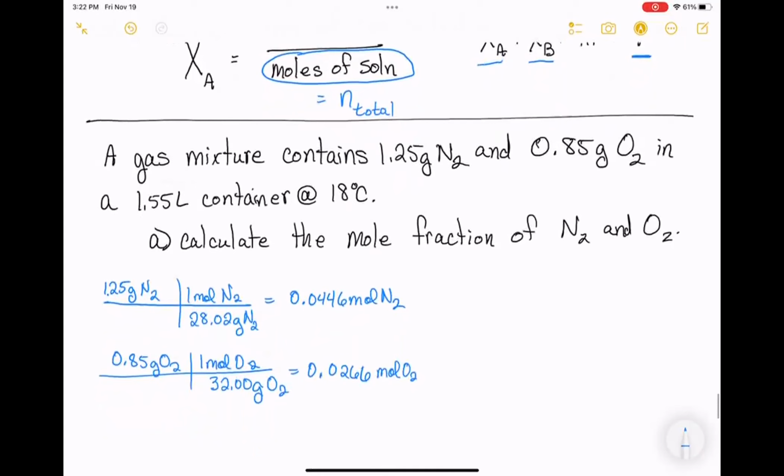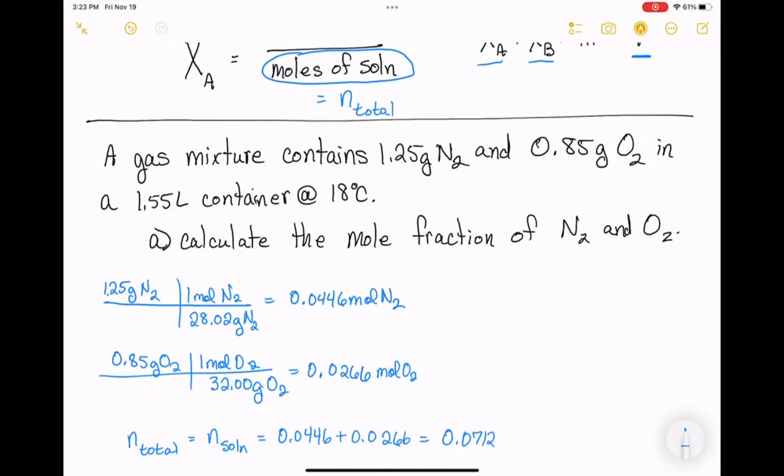So now we can get our n in total, which would be our moles of solution. And that would be equal to 0.0446 plus 0.0266. Or in other words, we're talking about 0.0712 moles of solution.